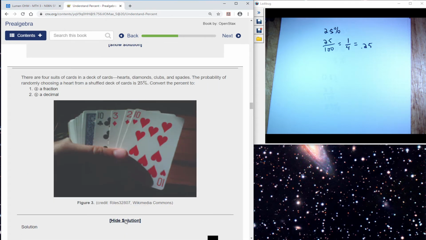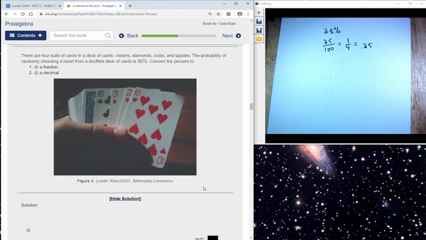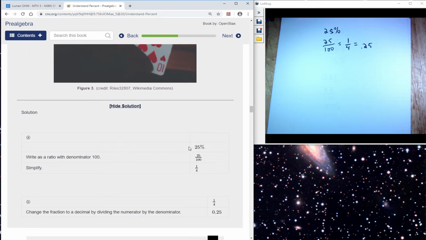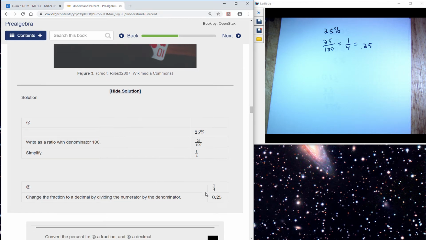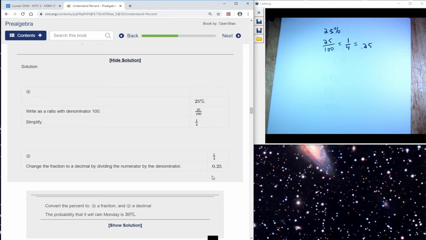This one here, you have 4 suits in a deck of cards. Find the probability of choosing a heart from a deck, whether that's a fraction or a decimal. So 25% of the cards in the deck are hearts. So as a fraction, this would be 25 over 100. You simplify that to 1/4, and then they want it as a decimal, so you can divide it out, and now it's in decimal form.